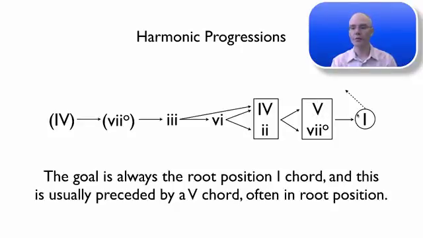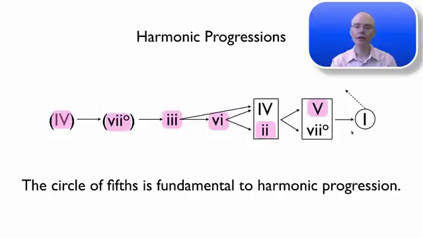So this 5 would go to here, and of course this 1 could go back to 5, which would then bring you back to 1, which could then go back to 5, which could go back to 1. It sounds like a silly harmonic progression. It's very simple, but you find it all over the place in classical music.